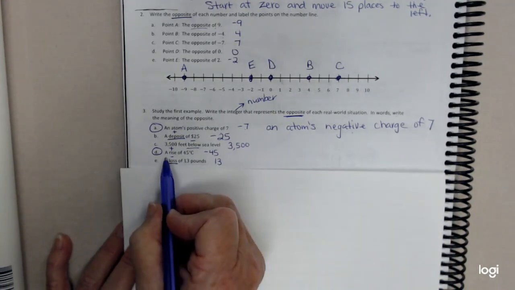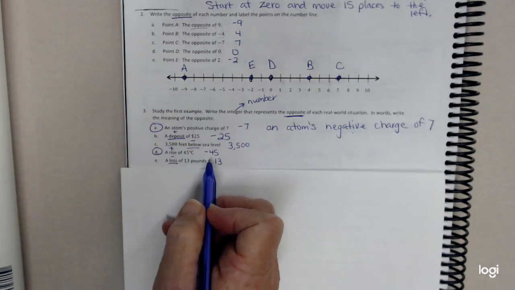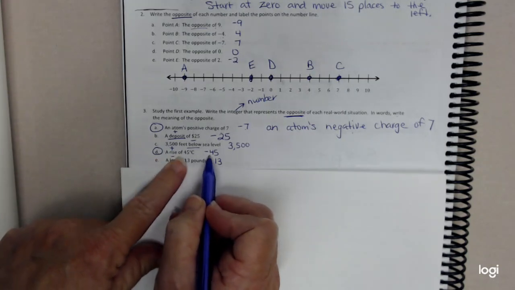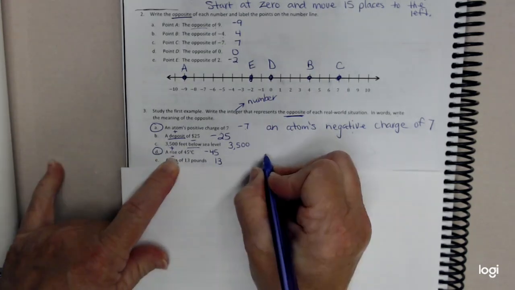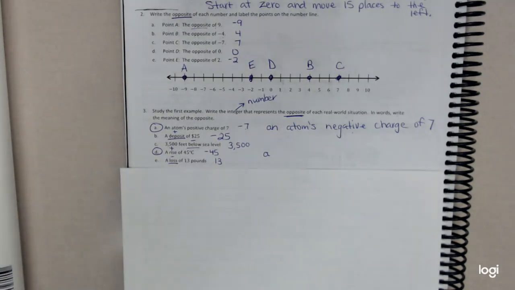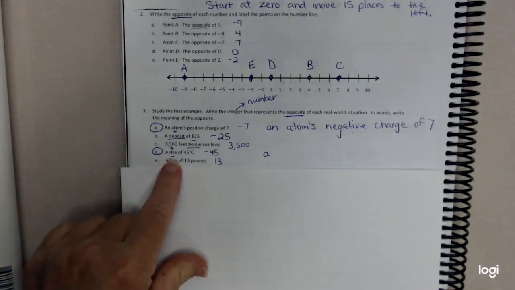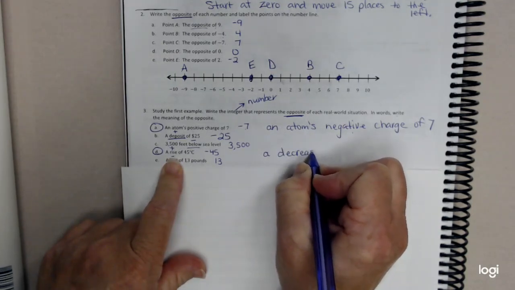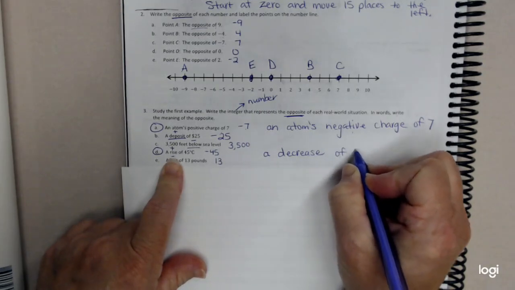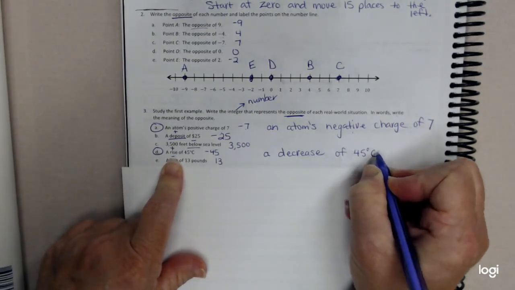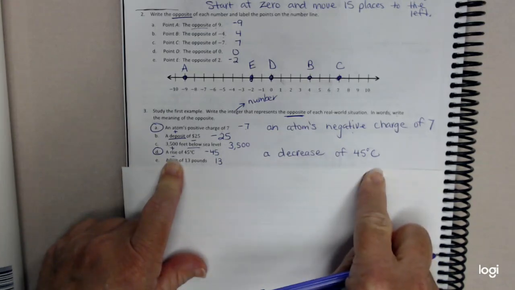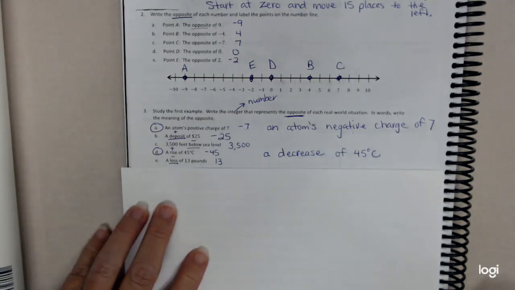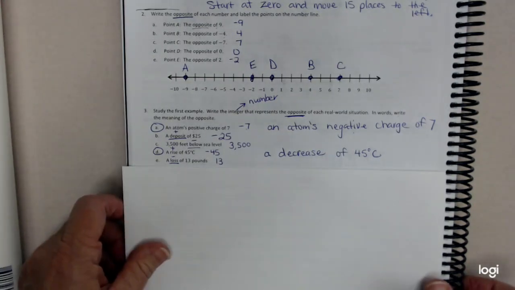Well, let's look at D. D said a rise of 45 degrees Celsius. The opposite of positive 45 is negative. We're going to write this in words. Instead of saying a rise of 45, what negative word could we use? I'm going to use, instead of rise, the opposite, I'm going to say a decrease. So let's write a decrease of 45 degrees Celsius. Now, if you notice, I had to write it all out because it asked for me to write the situation. Okay? Remember, if you need to pause the video, please do so that you can finish writing.